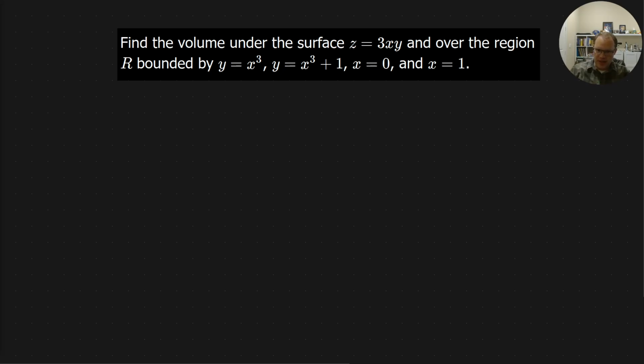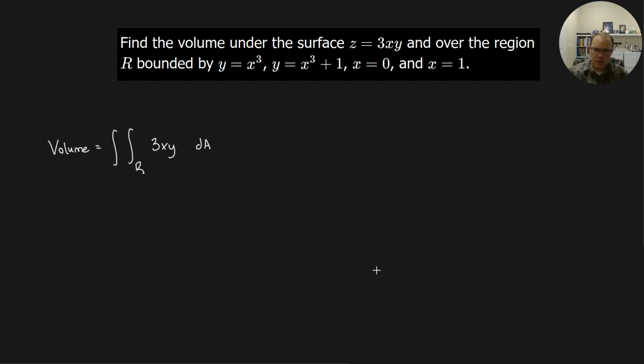Let's take a look at another example. We want to find the volume under the surface z equals 3xy and over the region bounded by y equals x cubed, y equals x cubed plus 1, x equals 0, and x equals 1. So this is a similar problem to the last one. We want to find the volume underneath the surface z equals 3xy. We want to integrate this over a particular region R bounded by these functions. And we're integrating it with respect to area.